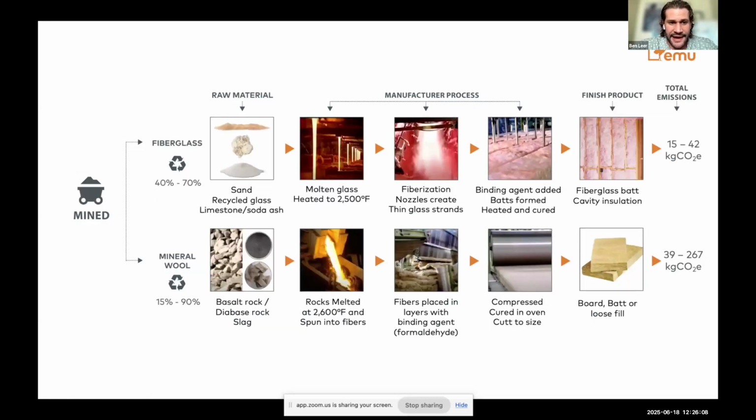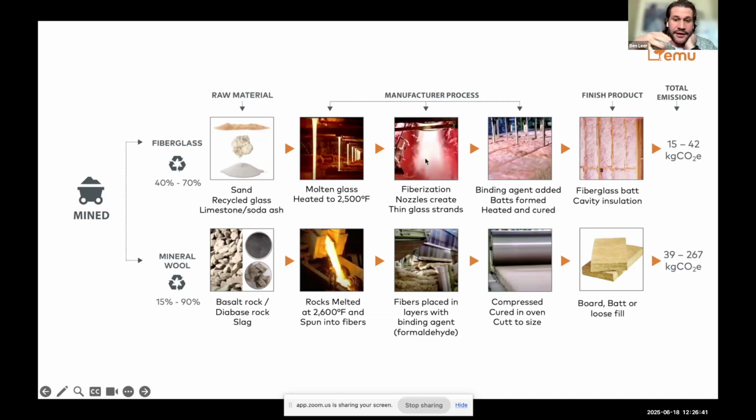If we shift gears and we look at a mined material, we have two examples of mined materials here. We have fiberglass and mineral wool. The fiberglass process actually uses a fair amount of recycled content to begin with. So we have a combination of sand, recycled glass, limestone, and soda ash. These are the raw materials that go into making the fiberglass insulation. We heat up these materials really hot, 2,500 degrees Fahrenheit. We create this molten glass.